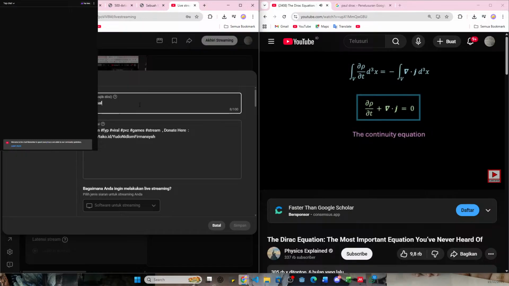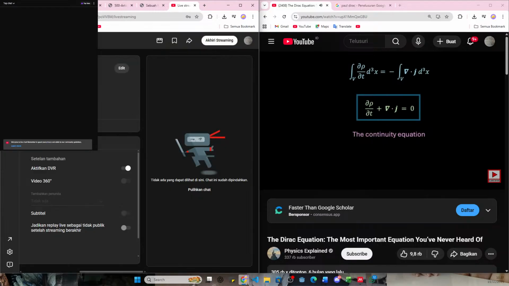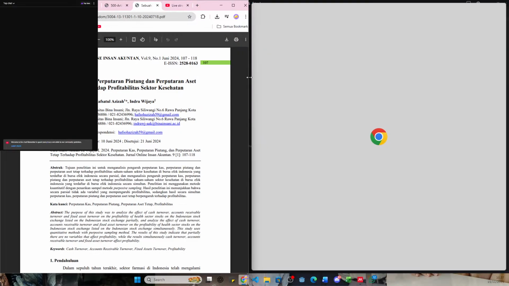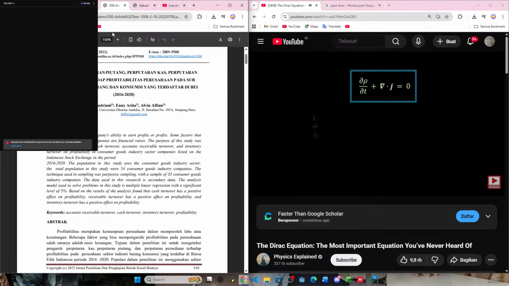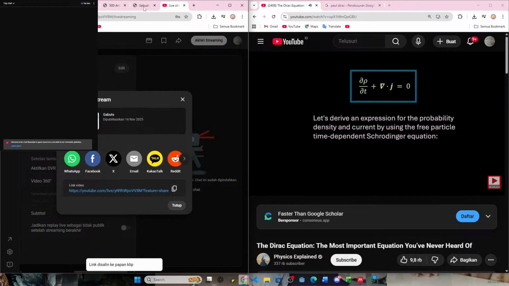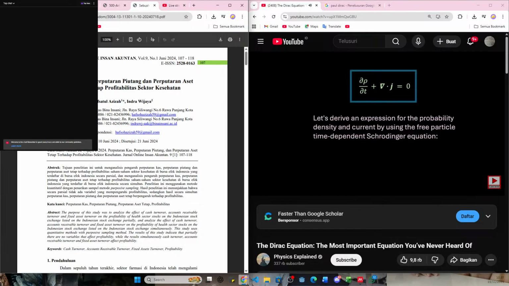At each point x, any increase in probability density must be exactly balanced by a net inflow of current, and any decrease by a net outflow. Okay, so armed with the continuity equation, let's now derive an expression for the probability density and current by using the free particle time-dependent Schrödinger equation with the potential energy set to 0, which takes the following form.